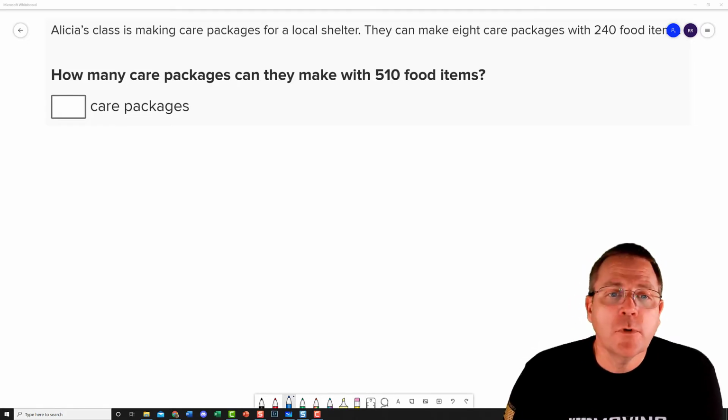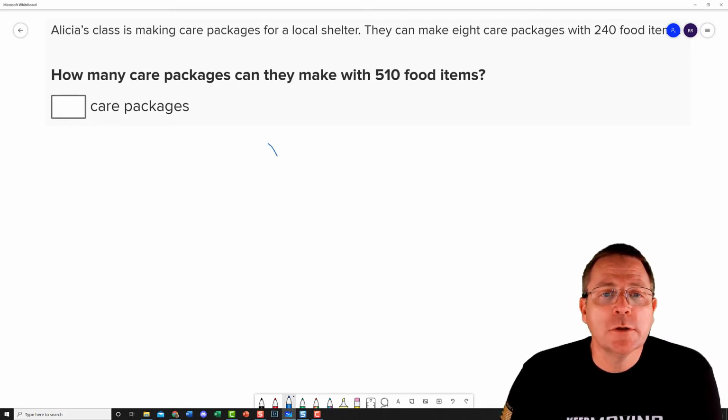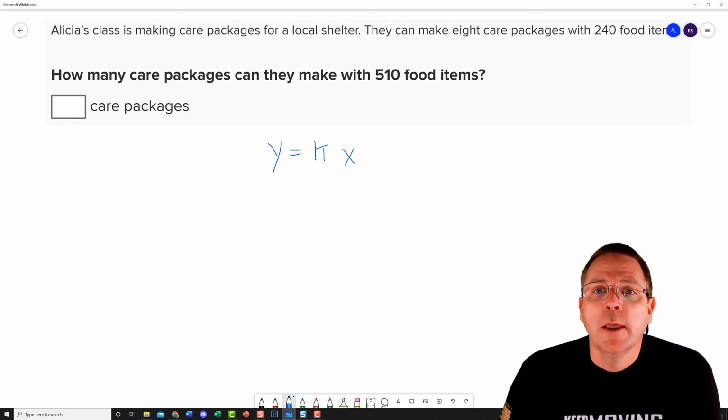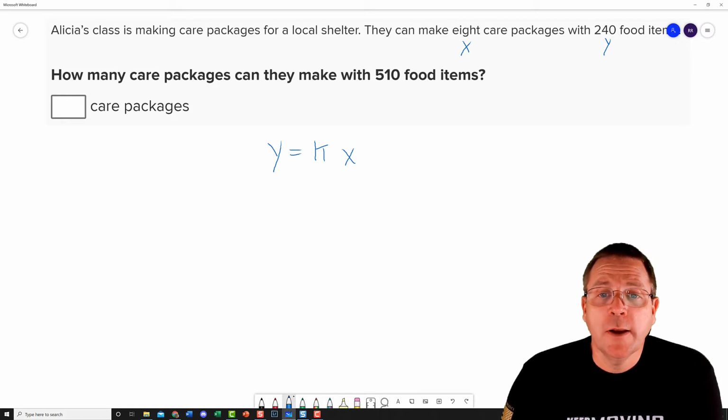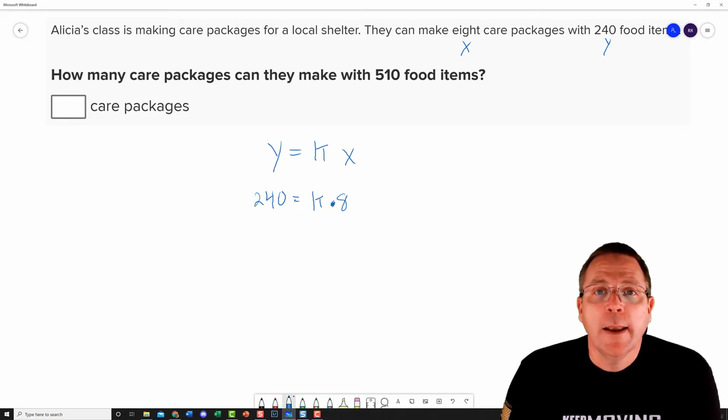So I'm going to start off with my direct variation equation that says y is equal to k times x. My y value is going to be my 240 food items. My x value is going to be my 8 care packages. If you think about it, 8 times some number of items equals 240. So I'm going to put my 240 in for y and my 8 in for my x value with the times symbol there. Now I have my initial direct variation equation.